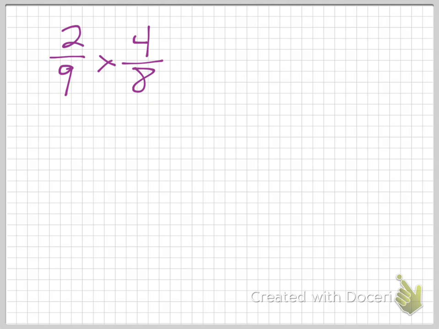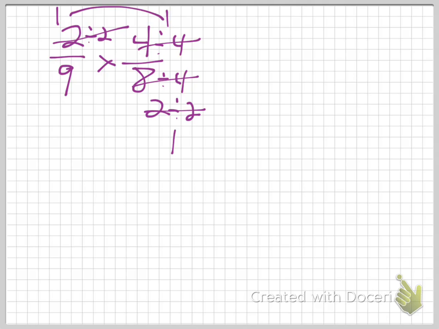Agreed? Let's do that right now. Divide by 4, divide by 4. This becomes a 1, this becomes a 2. Now what do I do? Can I reduce anything else? Is there any numerator and denominator that I can now reduce? Yes. I can divide by 2, divide by 2. This becomes a 1, this becomes a 1. Now I'm done. 1 times 1 is 1. 9 times 1 is 9. The answer is 1/9.